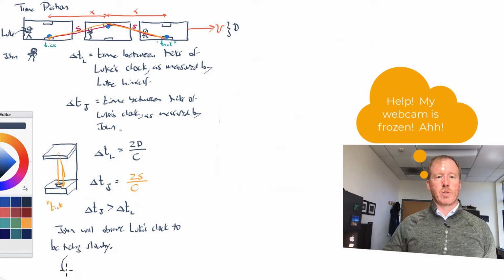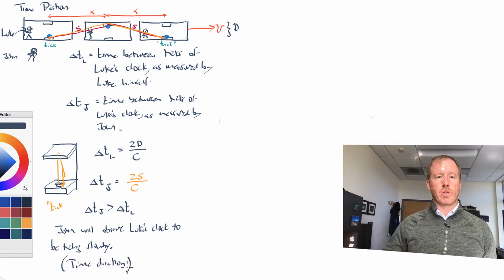That is the phenomenon of time dilation. Okay? How much slower is it ticking? So what I want to do is go through a short mathematical derivation to show the relationship between the ticks of Luke's clock as measured by Luke and the ticks of Luke's clock as measured by John. So here we go. This is going to take a little bit of work, but it'll be worth it.